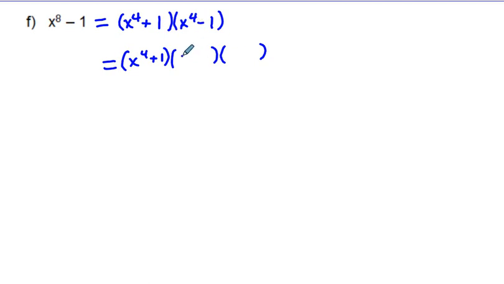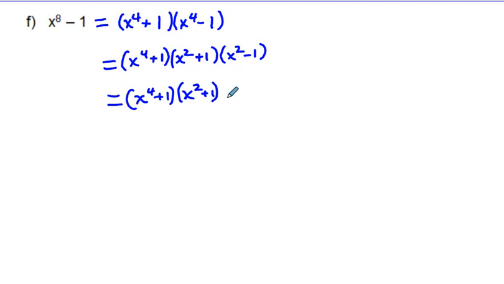And so we can take this x to the 4th power minus 1, and what's the square root of x to the 4th power? It's going to be x squared. So we're going to have plus and minus 1. And can we factor this further? Yes, we can, because we can take this x squared minus 1.